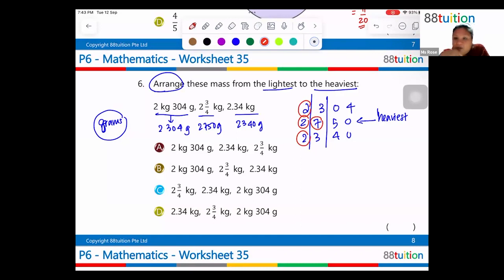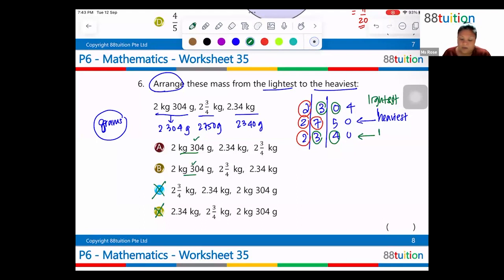Okay, you can also convert to kilograms and grams. That's fine, no problem. Then you compare, this 3 is the same. So you compare the next number, which is 4. So then this becomes the next heaviest, and this is the lightest. The first one would be the lightest. Okay, so for this to be the lightest, 2,304. Okay, so then that means this is out.